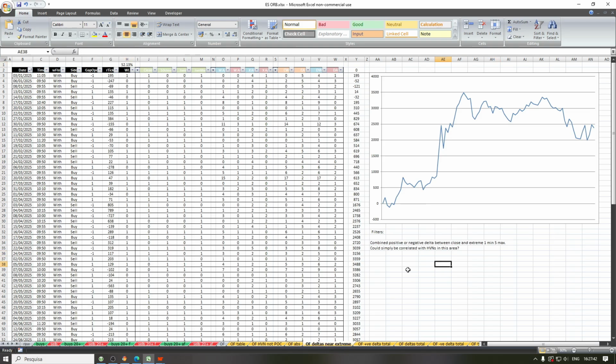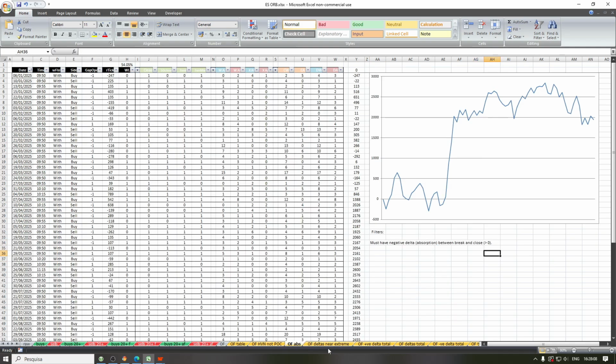Delta's near extreme. So combined positive or negative delta between the close and the extreme. Now I'm using positive and negative relative to the candle, right? So if you had a bearish candle, positive delta would actually be negative or bearish delta in this case. Or you can just assume that I'm talking about a bullish break and just invert it the other side. So hopefully that makes sense.